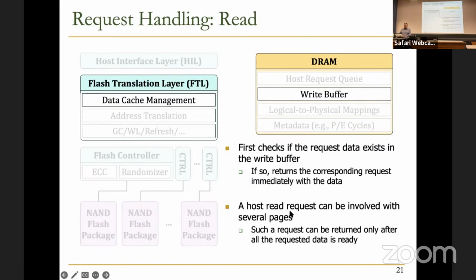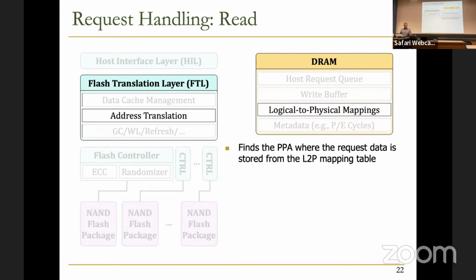Also, a host read request can involve several pages. When you send a read request to your storage, it can actually be asking for one page or also several pages. The HIL layer sends the acknowledgement to the host with the data once all the data is ready for that.